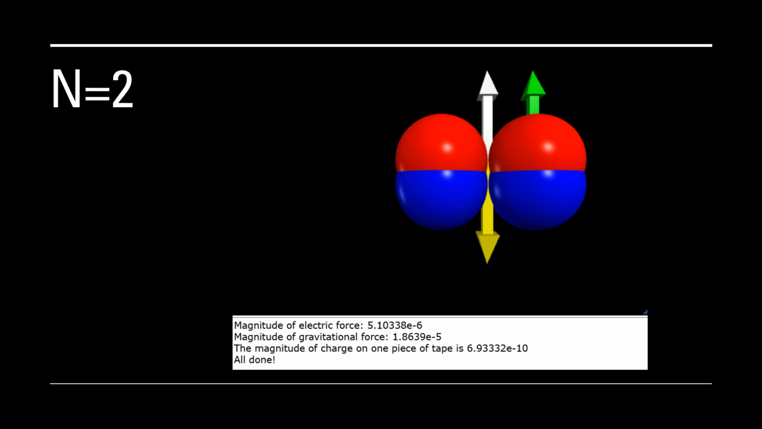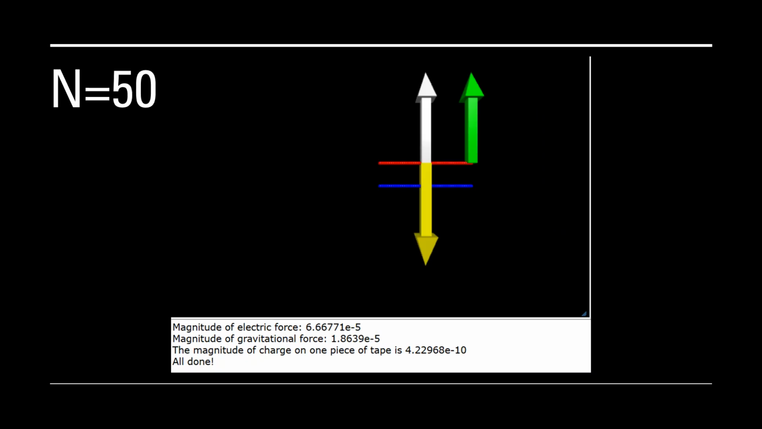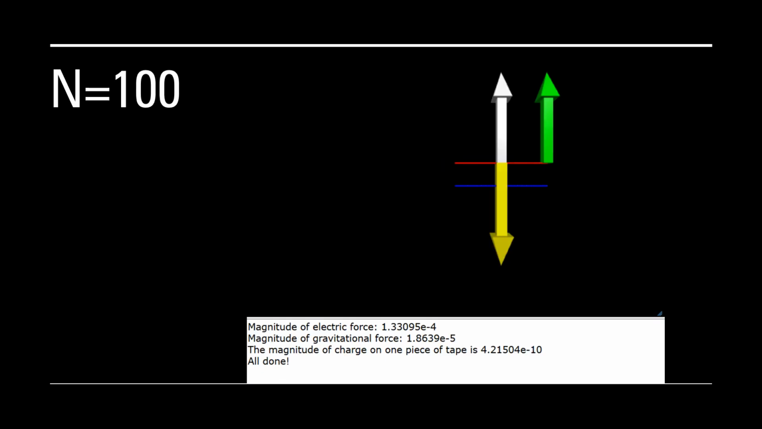So in this model, red is the top tape, blue is the bottom tape, the green is the electric field, the white arrow is the electric force, and the yellow arrow is the gravitational force. N equals 2, so there are only 2 charges. And then we modeled it with 50, and then 100.